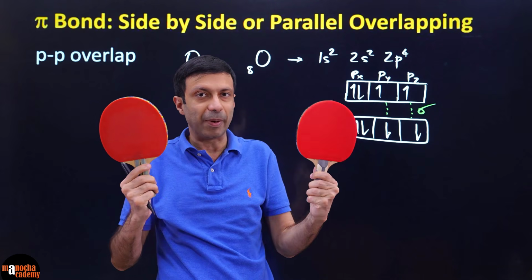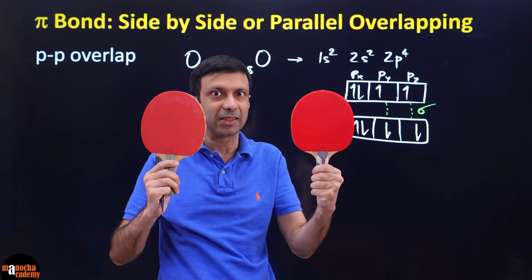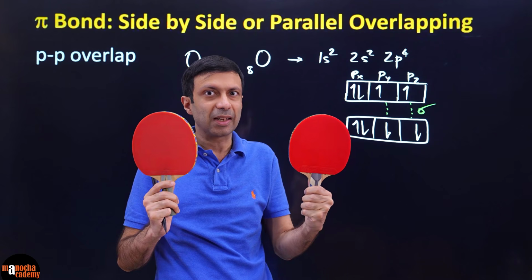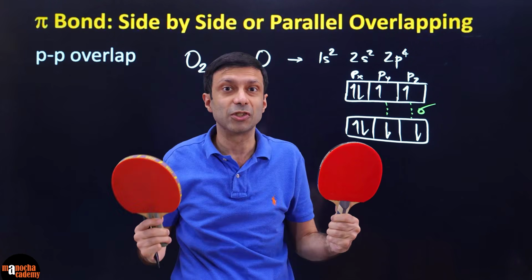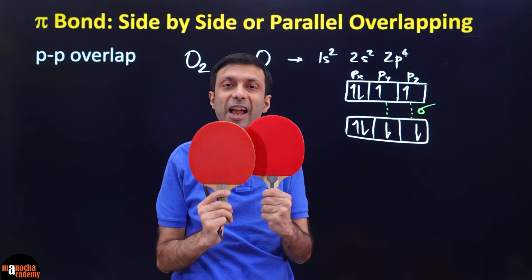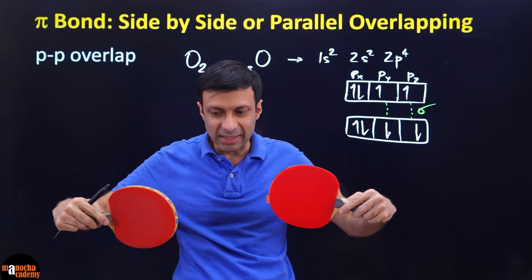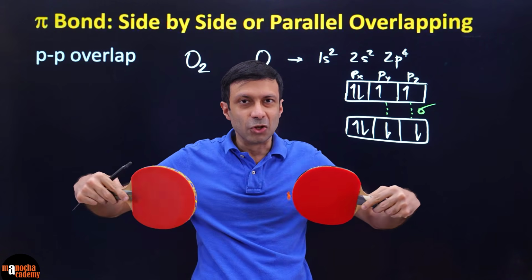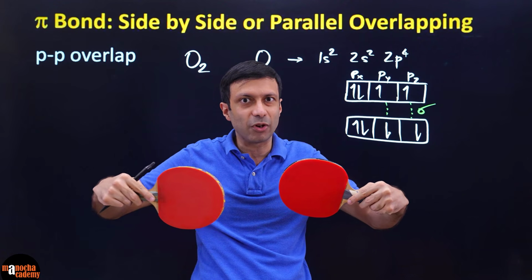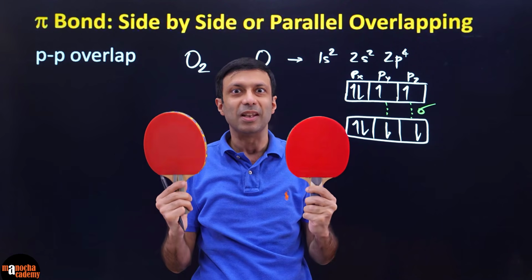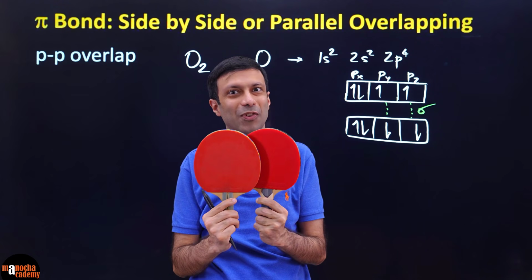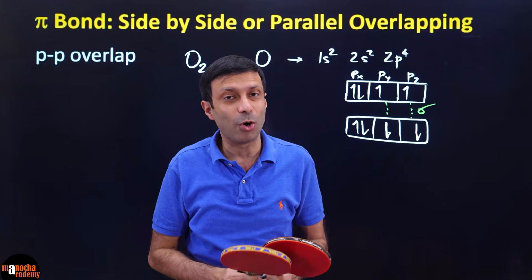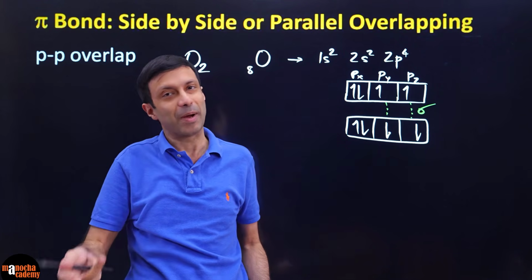And what about the py orbitals? Py orbitals are perpendicular, right? They are along the y-axis. So these two orbitals, can they have a head-on overlap? Can they overlap like this? The answer is no. They have to have a side-by-side overlap because these guys have already overlapped like this, right? So these two, the pzs, have already had their head-on overlap. So the next bond that is going to be formed is going to be a pi bond, the sidewise overlap. Remember, the second bond or the third bond is going to be a pi bond.